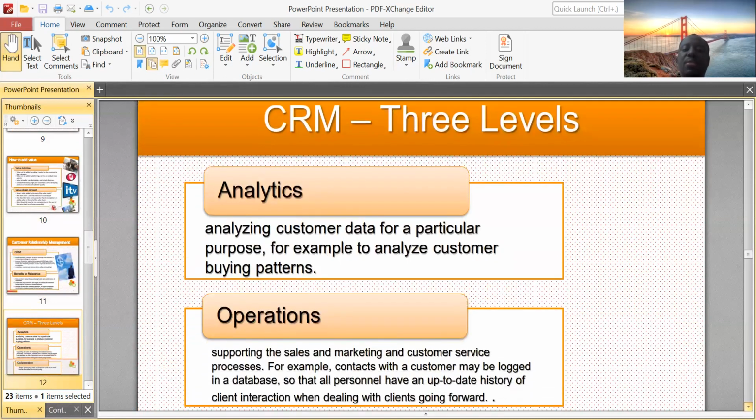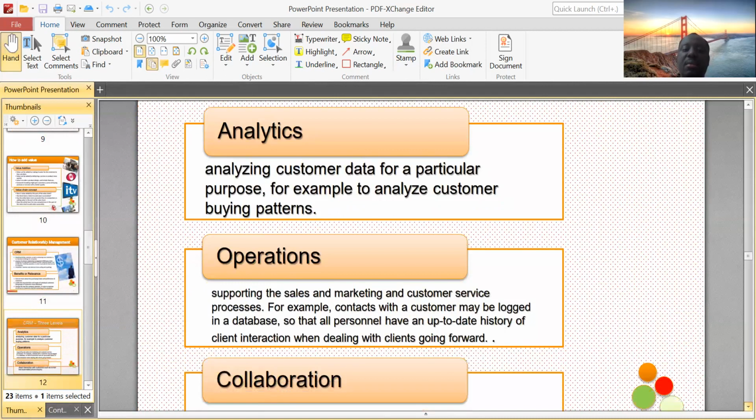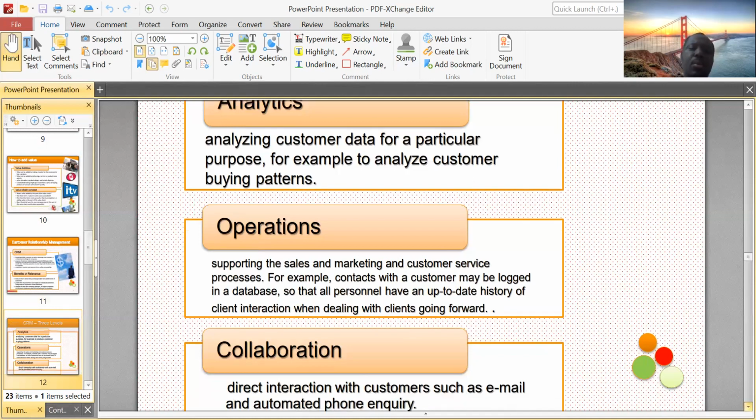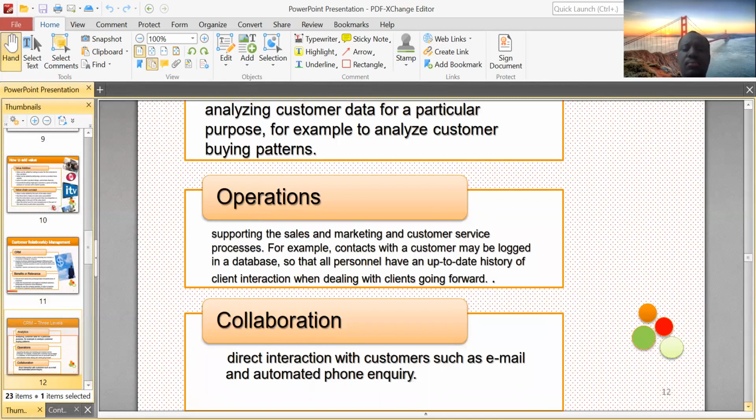So CRM has 3 levels, right? CRM has 3 levels. Number 1 is analytics. Number 2 is operations. Number 3 is collaboration, AOC. So analytics here, this is very, very key. Analytics is huge. You are analyzing customer data for a purpose. Every analytics has a purpose. So here you want to understand something about the customer. So for example, you want to analyze their spend, their average spend in a week. That's an example.